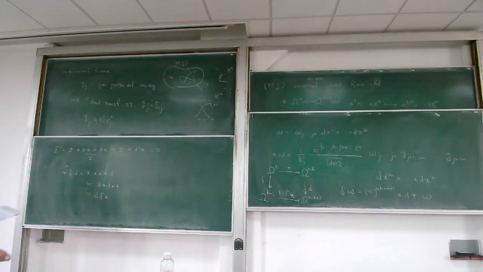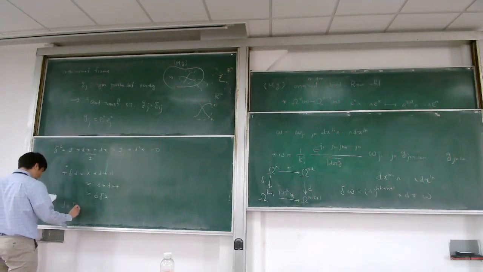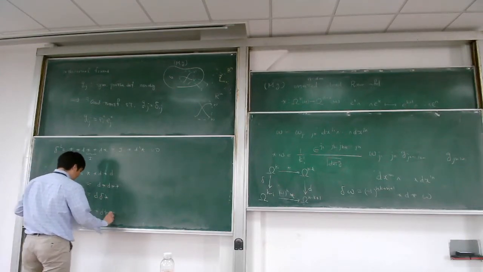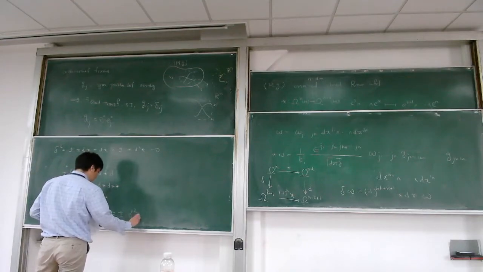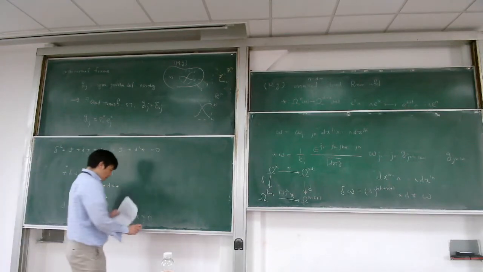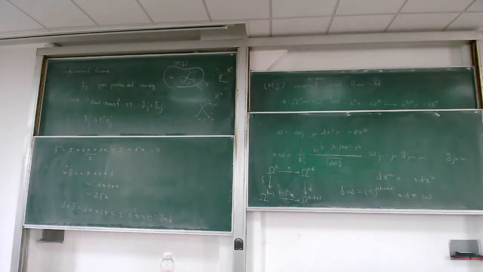And one can do the same exercise. d star delta is equal to d star d star. So therefore, up to sign, d square star, which is 0. And the same thing happens for delta star d. You can do the same exercise. These are the properties of delta square and also these properties.